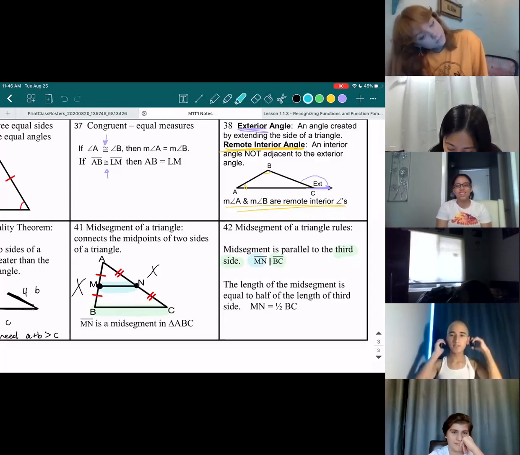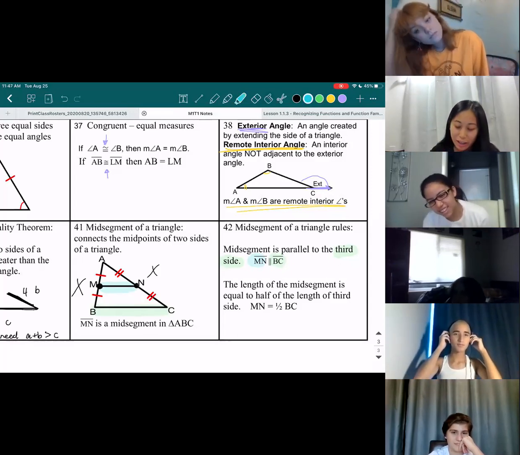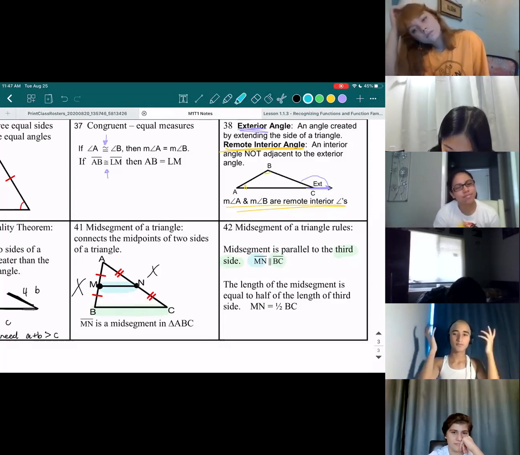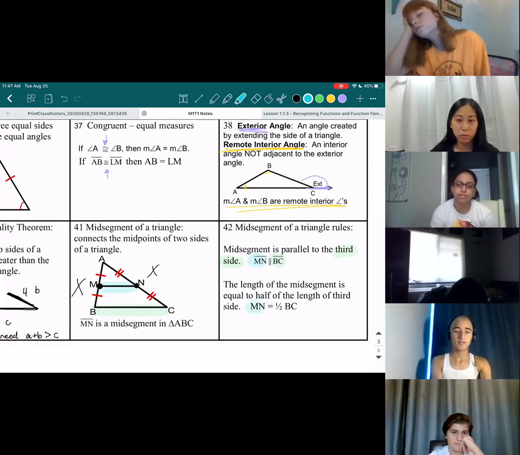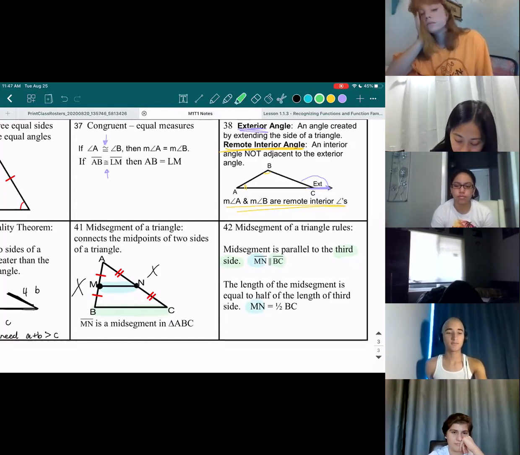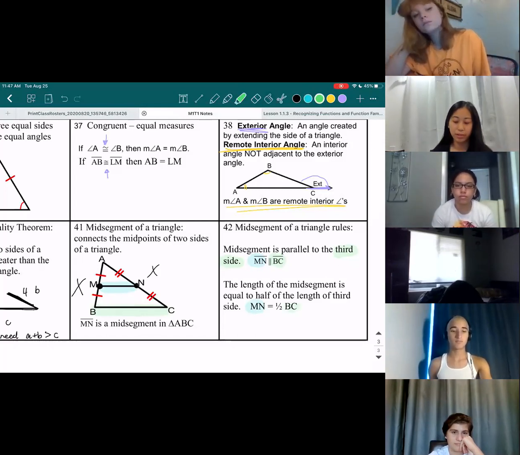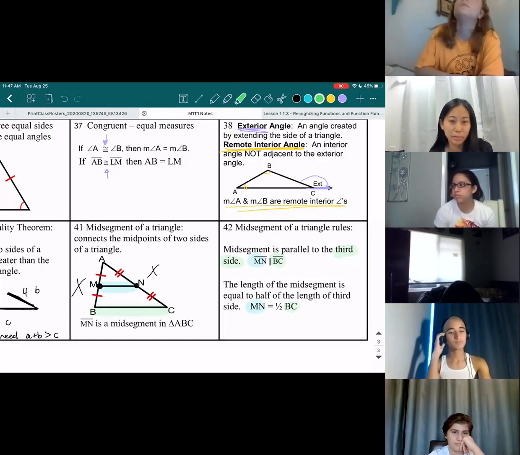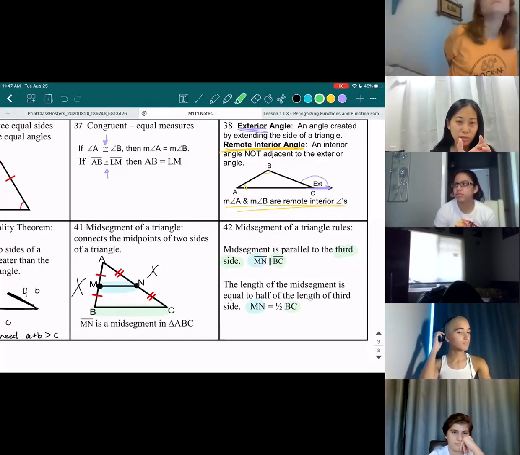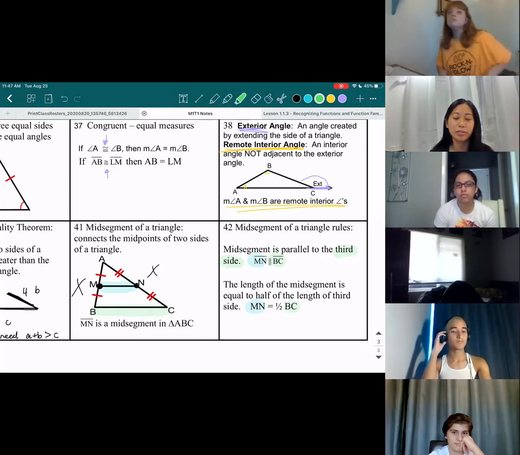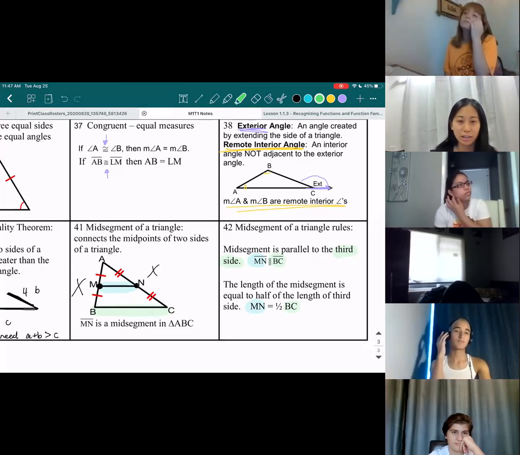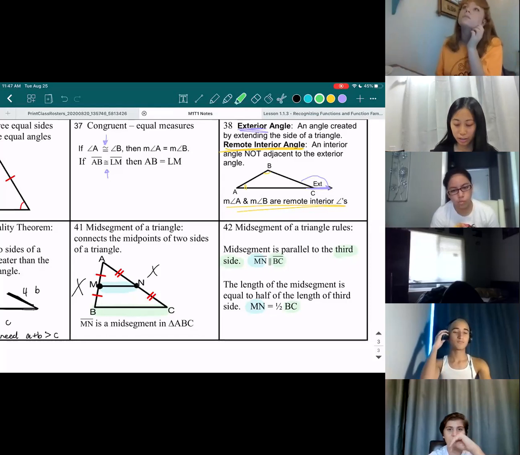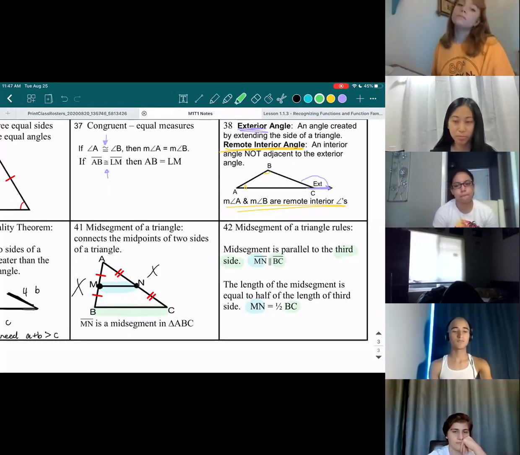Okay, so then also the length of the mid-segment is half the length of the third side. Once again, MN, the blue line, is half the length of BC, the green line. I know it's a little hard to tell from just the picture, but if you were to take a ruler and measure it, you will find that it is half the length. Do you guys have any questions on that?